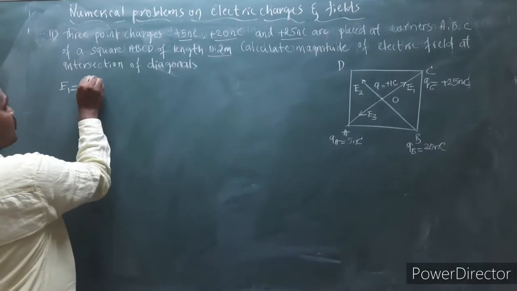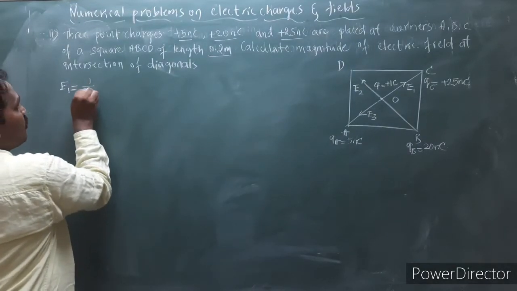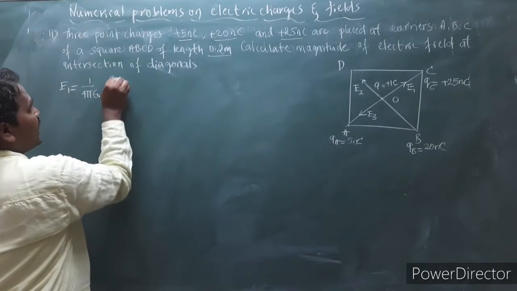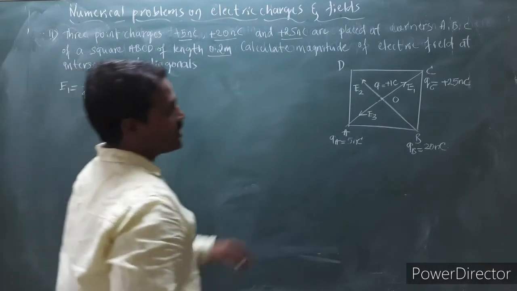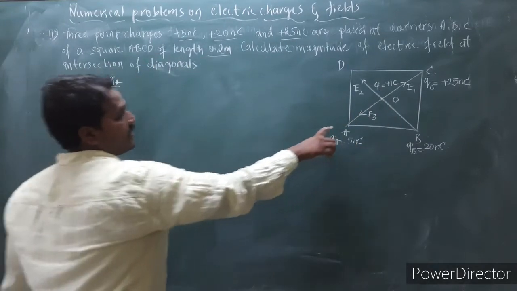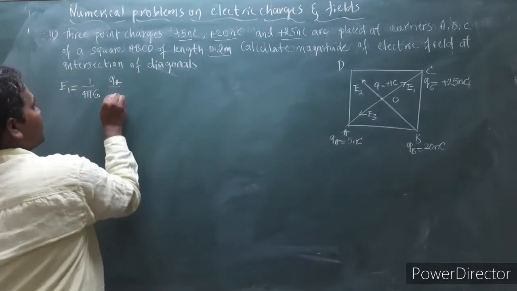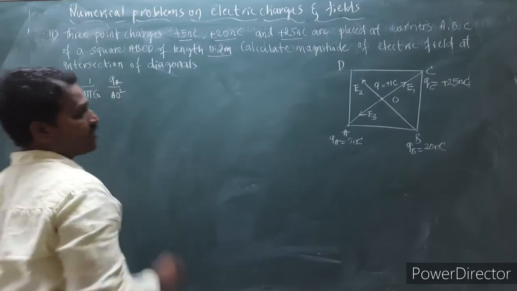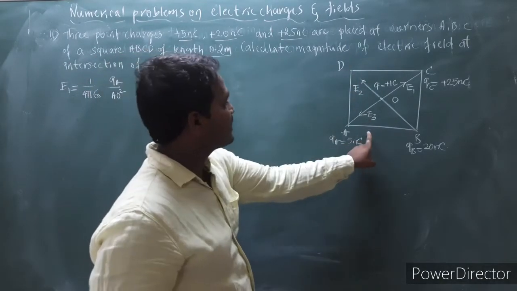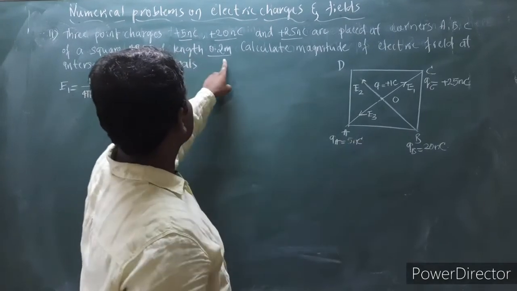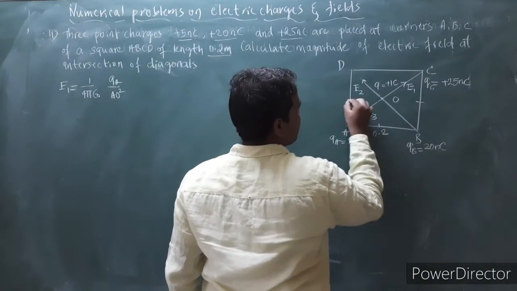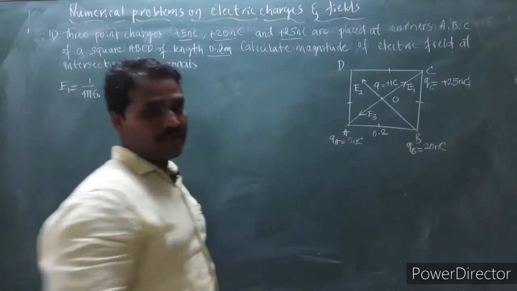Okay. E1 is equal to 1 divided by 4 pi epsilon naught. What is your source charge? That is QA. Divided by the distance between source charge and point of consideration, that is A to O here. So I write it as AO square, and we shall calculate these distances here. And the side length is given as 0.2 meters. So all the sides of this square are equal to 0.2 meters.